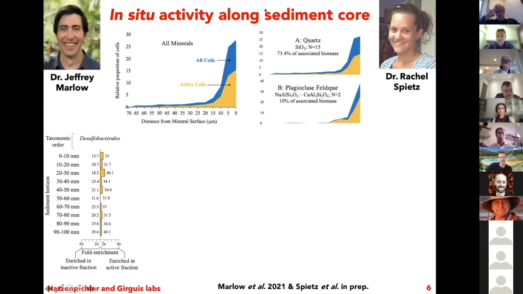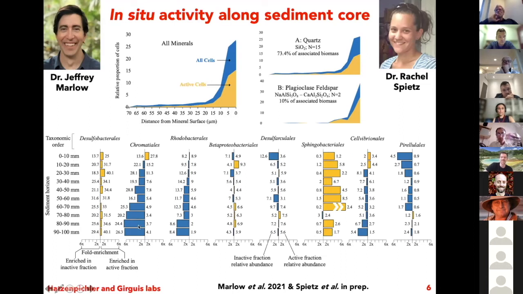So here is just an example. On the y-axis, you see in 1 centimeter increments we go into the sediment, and we see a particular group of organisms called Desulfobacterales. This is a group of deltaproteobacterial sulfate reducers. The yellow bar indicates they are more active in a particular sediment horizon than in others. In turn, we have other organisms that are less active deep in the sediment. The blue bar indicates they have lower activity. They are enriched in the inactive fraction rather than the active fraction.